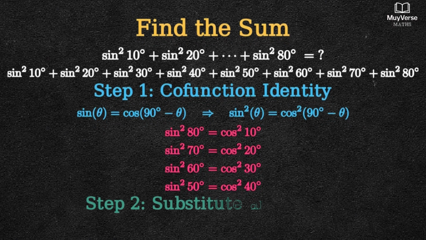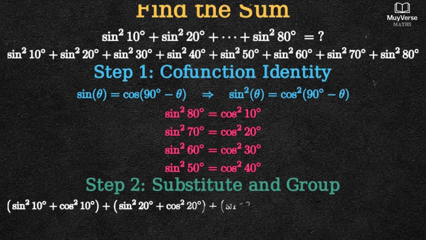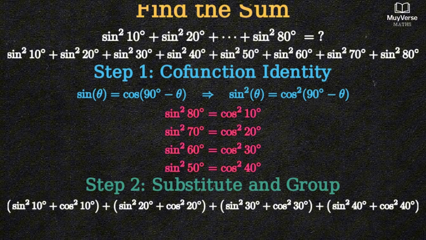Step 2. Substitute these into the sum and group into pairs. We pair 10 with its cosine partner, 20 with its partner, 30 with its partner, and 40 with its partner.